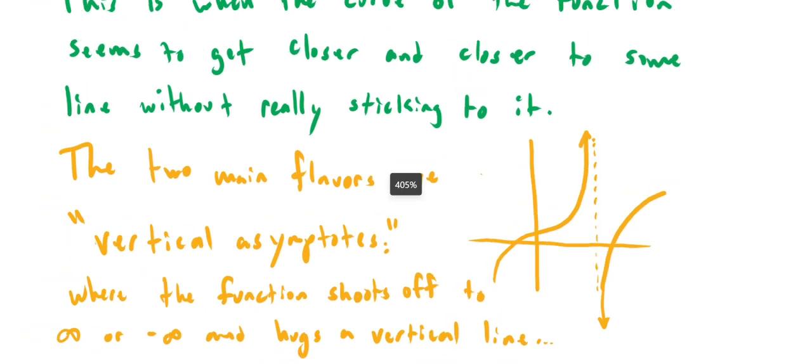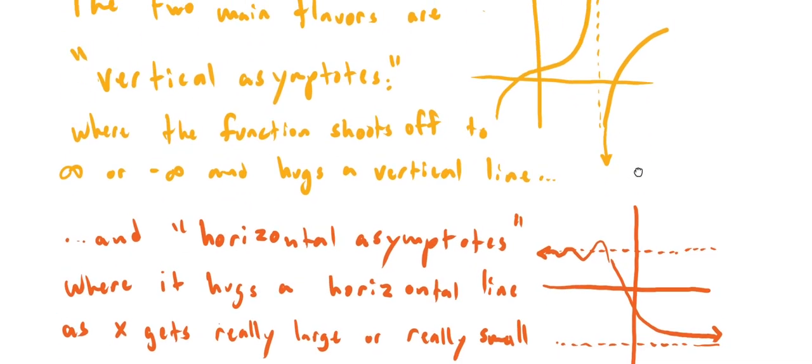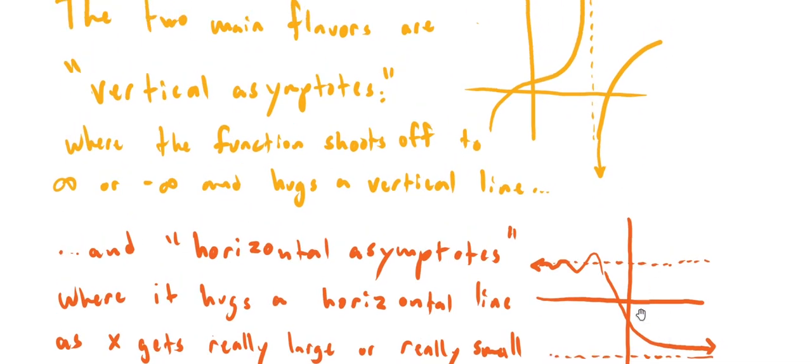One is called a vertical asymptote, where it gets closer and closer to a vertical line. And here they could both go off in one direction, or they could split in this way. And then there's horizontal asymptotes, where it seems to get closer and closer to a horizontal line.